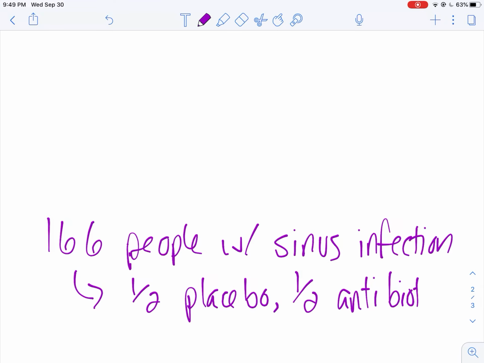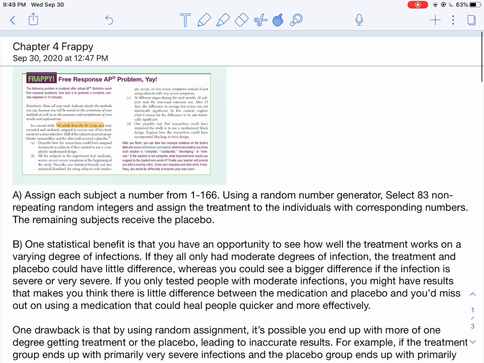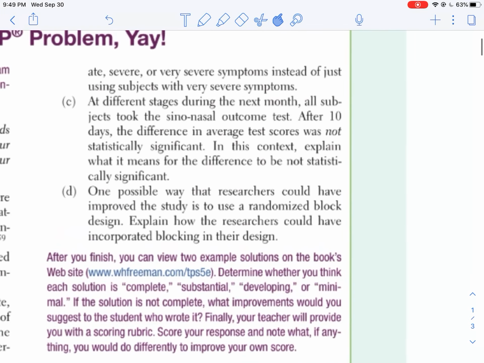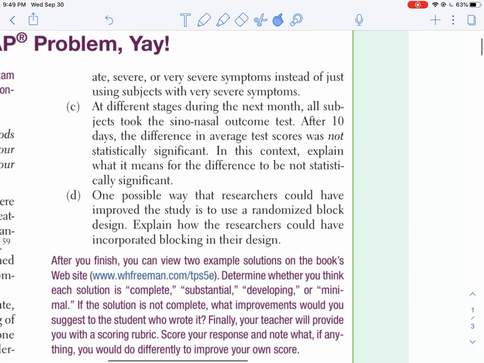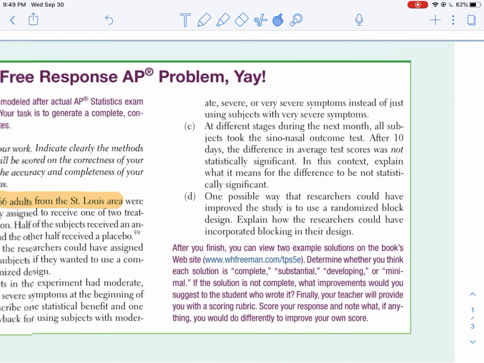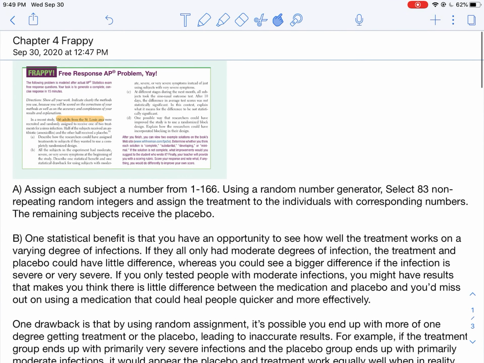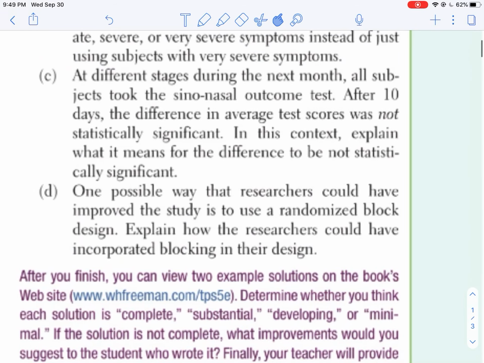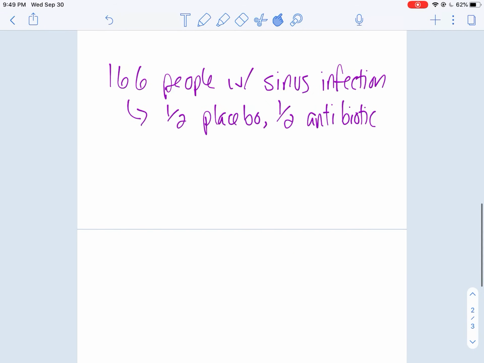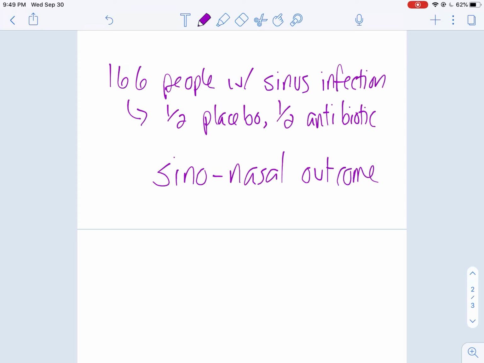Here's how you can do this within the context of a matched pairs design. Now, ultimately, they measure their recovery rate using, what's the term? It's up here somewhere. Next month they took the sinonasal outcome test, I believe. One more time. Yep, sinonasal outcome test. And that's how they're going to measure how well they did.